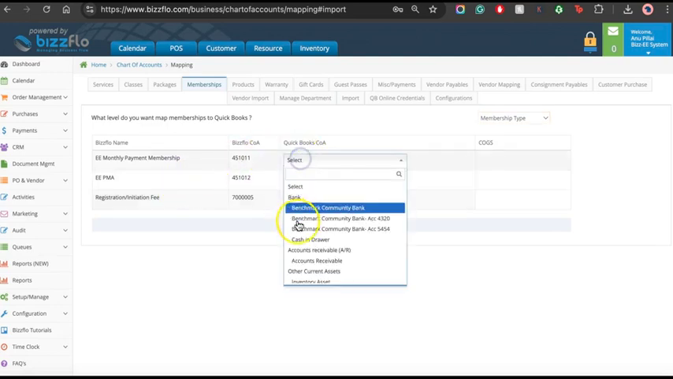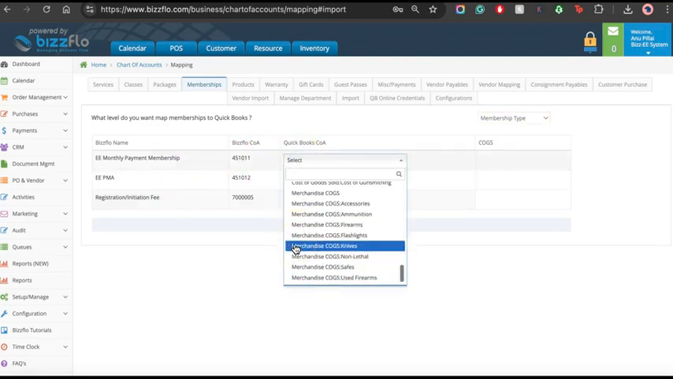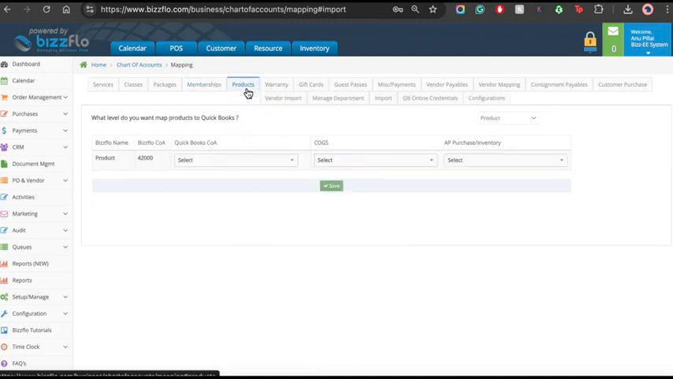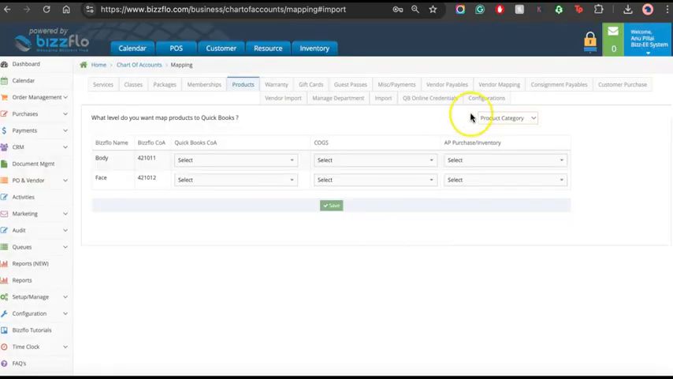Mapping products. Products require additional mapping for inventory tracking. Product categories are recommended to avoid mapping thousands of individual products. Cost of goods sold should be balanced against the inventory asset account.